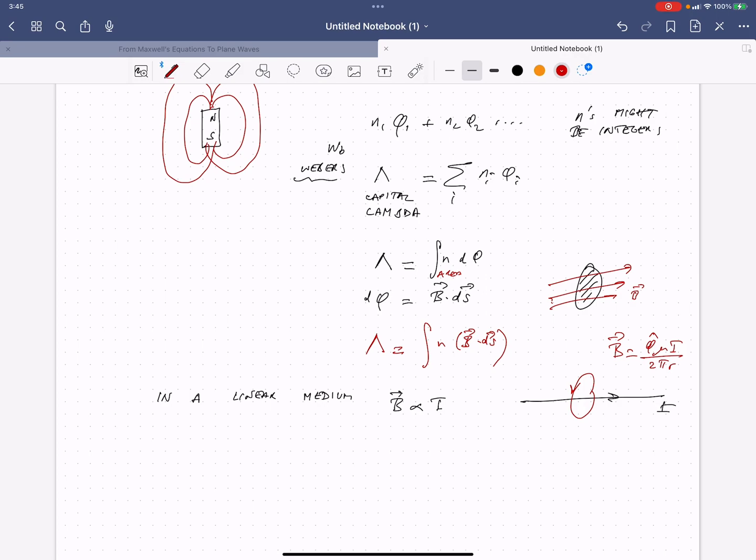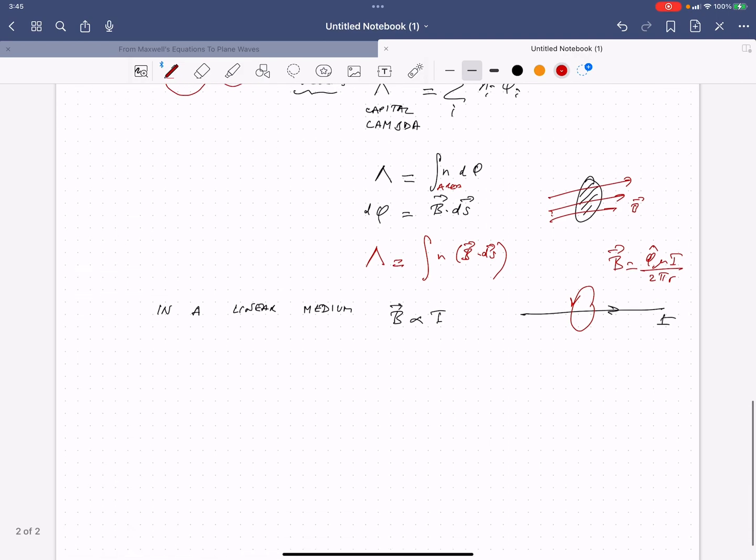So the way you would measure, or in real life try to figure out, this flux linkage, or magnetic field as a function of current, is you would calibrate. You would calculate the field for a particular current, and then that would be the same ratio for any other current.